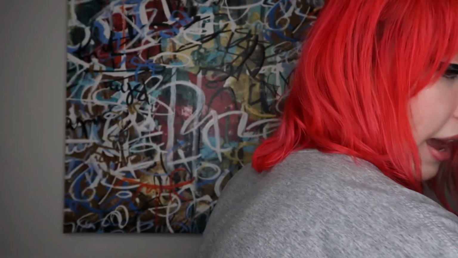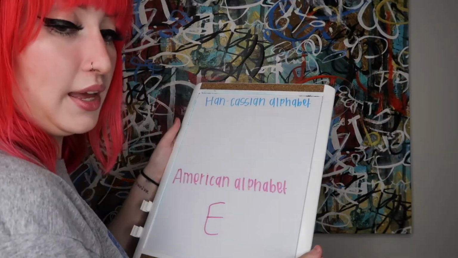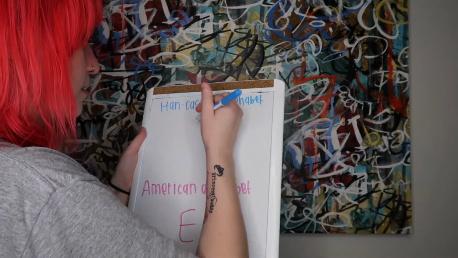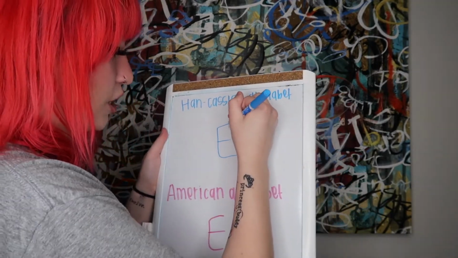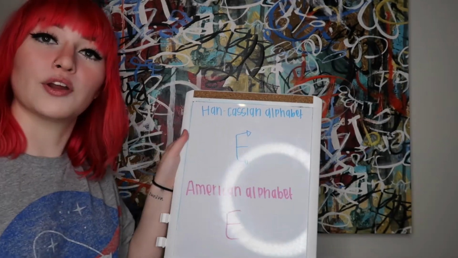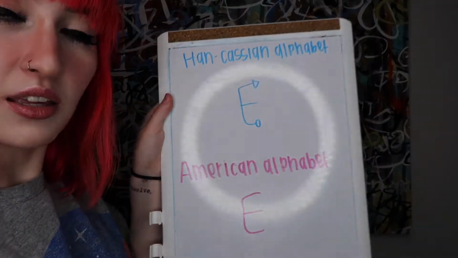And E. And E in the Han-Cassian. We start with the same base, but of course we have to add our shapes. And there we have E.